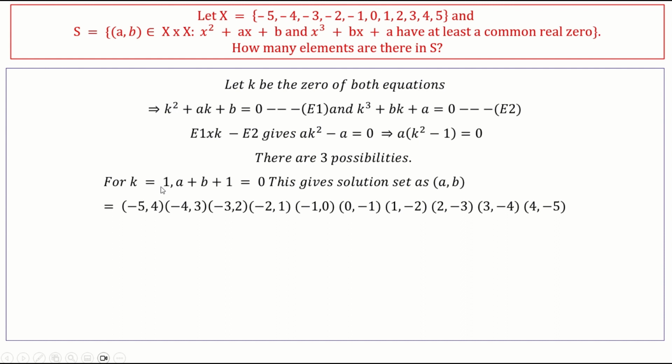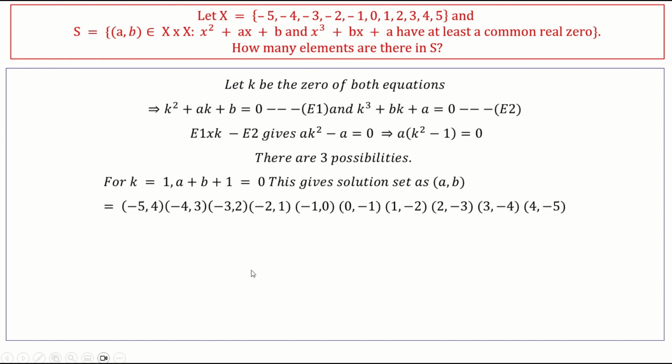So let's take the first possibility, k equal to 1. If k equal to 1, this will become 1 plus a plus b equal to 0, that is a plus b plus 1 equal to 0, correct? This gives the solution set as (a, b). These are the possible solution sets: 1, 2, 3, 4, 5, 6, 7, 8, 9, 10. These 10 are possible solution sets which satisfy a plus b plus 1 equal to 0, and (a, b) belongs to the set X here.